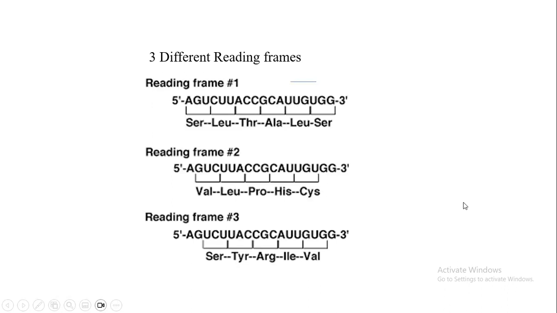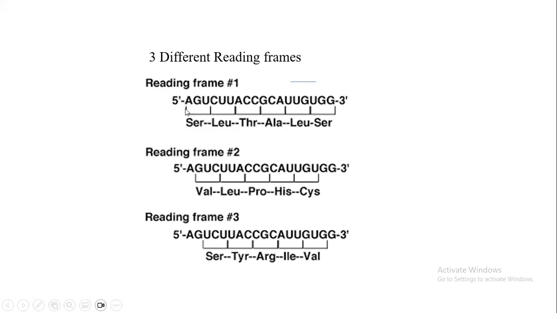This slide discusses the three possible reading frames in a sequence. So, in a double-stranded DNA, there are actually 6 different possible reading frames because there are 2 strands of DNA, and on each strand of DNA, there are 3 possible reading frames.